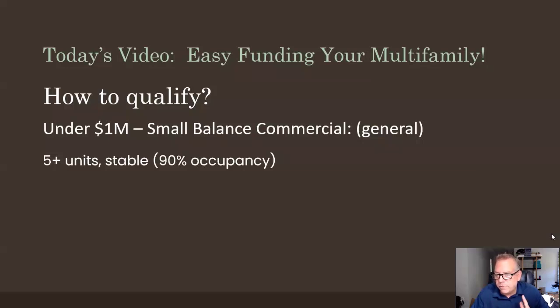For under a million, you need 5 units or more, right? So it's got to be a true multifamily. They also typically do want a stable property and 90% occupancy, but that's not a hard and fast rule necessarily. So if it's less than 90, it still has a potential to go small balance.